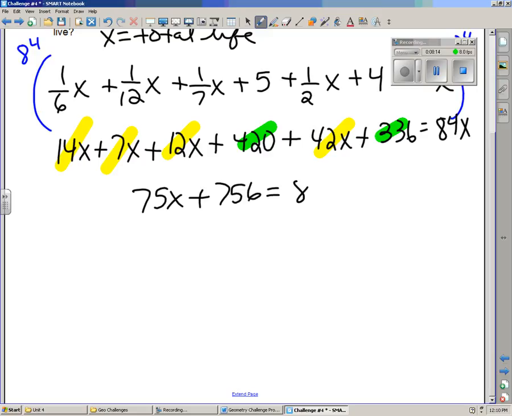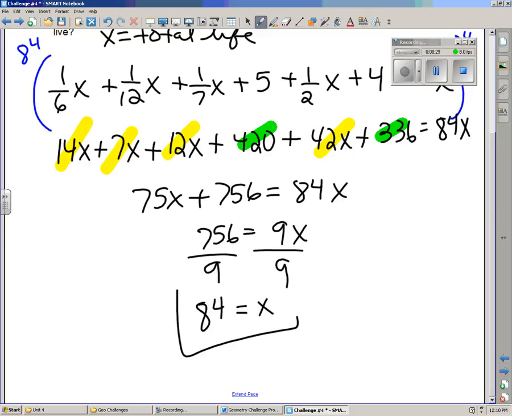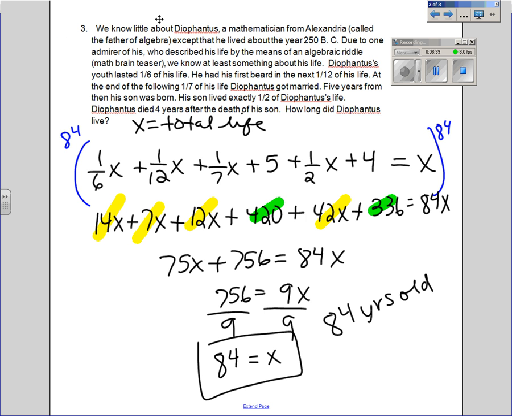756 equals 84x. Subtract 75x on both sides. 756 equals 9x. Divide both sides by 9, and 84 equals x. So this guy was 84 years old. Hopefully that helps. Let me get this whole thing up, and we're done.